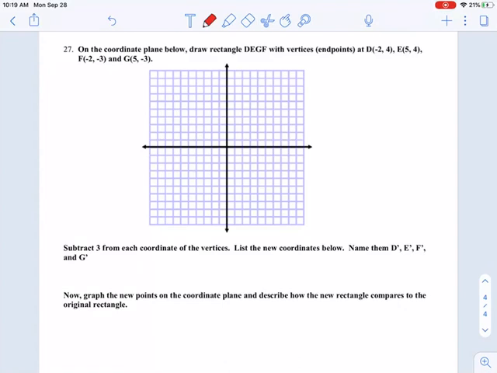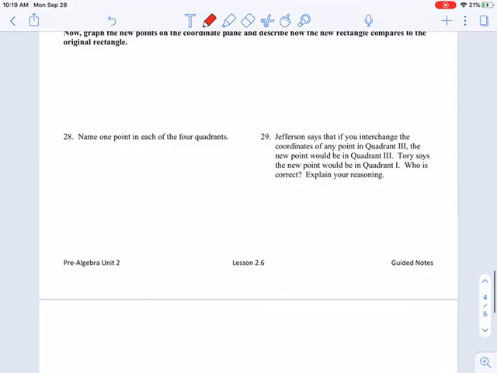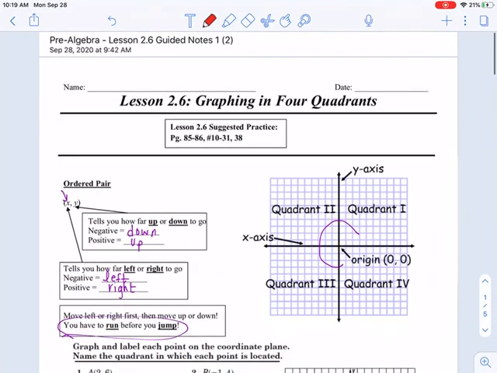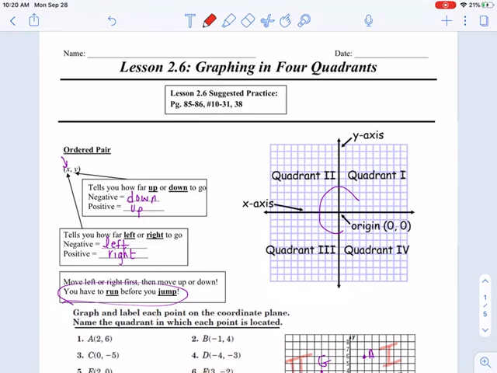And then you can do the same thing with the rectangle on the next page, except you're subtracting 3 for each one of those. And then compare the two rectangles. All right, so there's your notes for graphing in 4 quadrants.